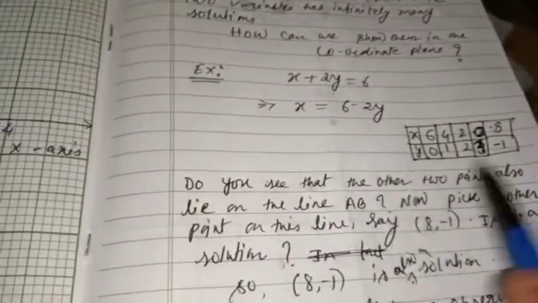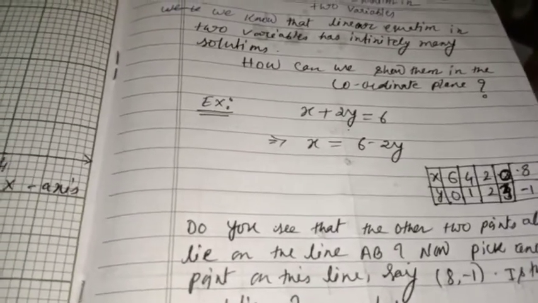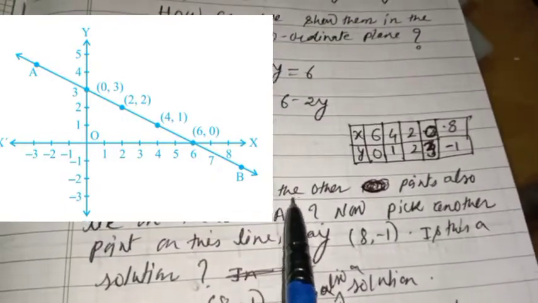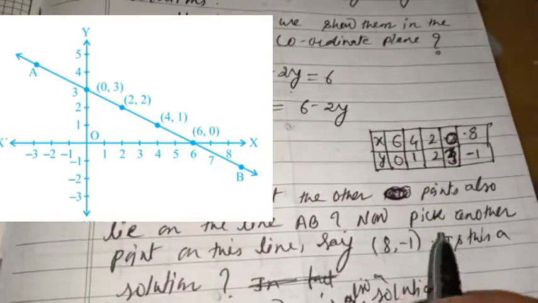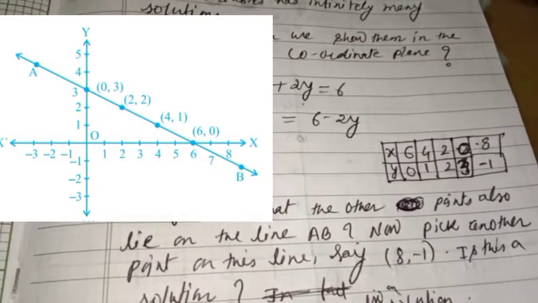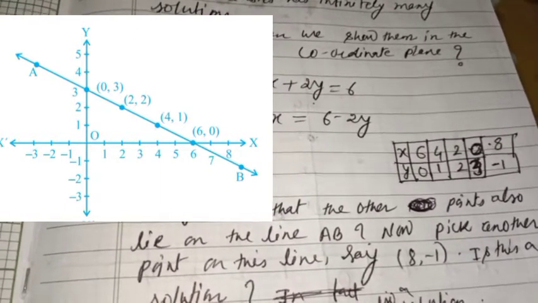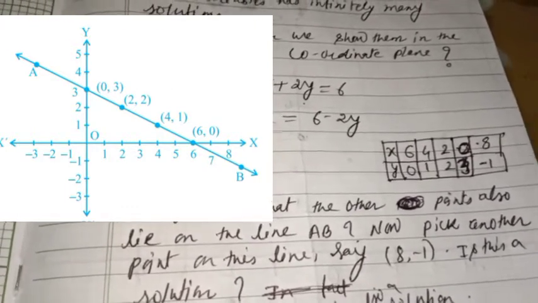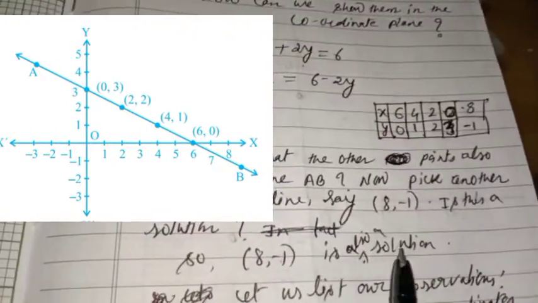Now see the graph clearly. It is on the screen. Do you see that the other points also lie on the line AB? You can see on the graph. Now pick another point on this line, say (8, minus 1). If you draw a perpendicular down, it will intersect at minus 1, which means (8, minus 1) lies on the line. Yes, so (8, minus 1) is a solution.